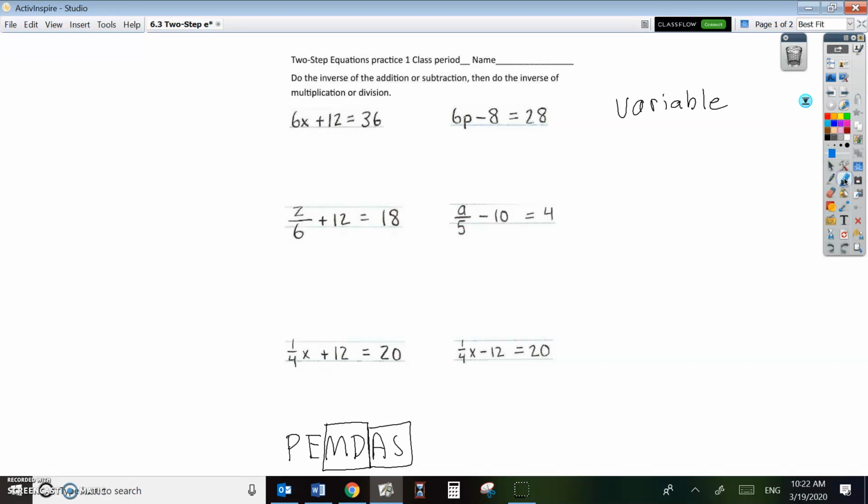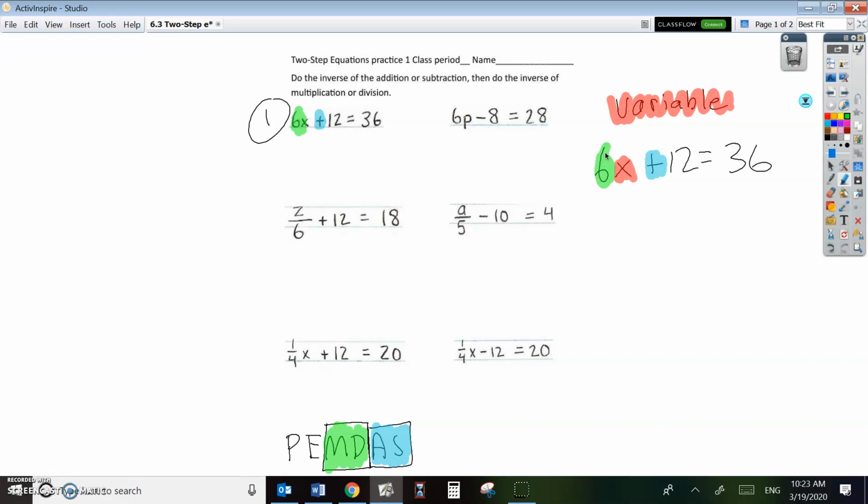So, a two-step equation has addition and subtraction. Like this here, this first equation has addition and subtraction, and it has multiplication and division. Here's the multiplication and division. So looking at problem number 1, right here, you have a variable. Here's your variable. You have addition and subtraction, which is here, and you have multiplication and division, which is here. So that's 6 times x plus 12 equals 36.